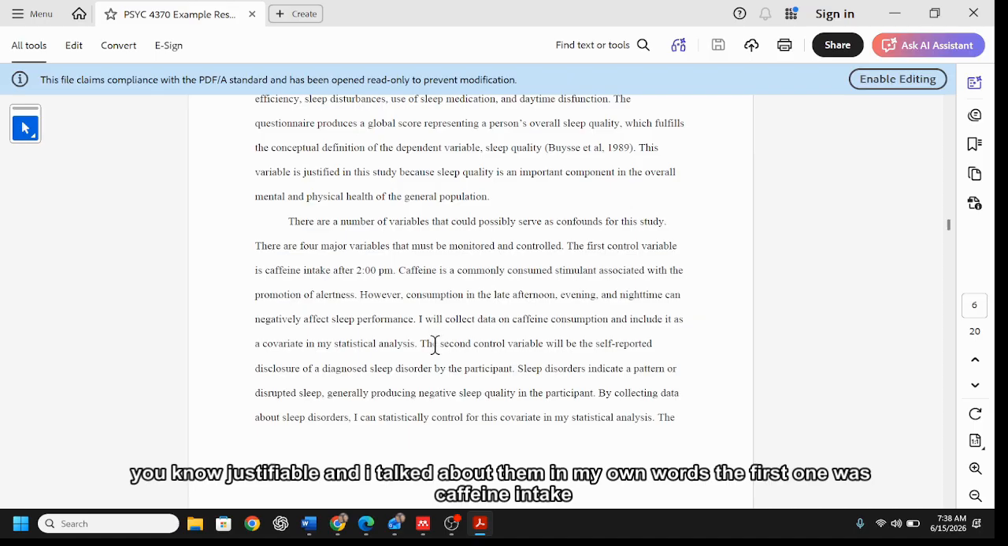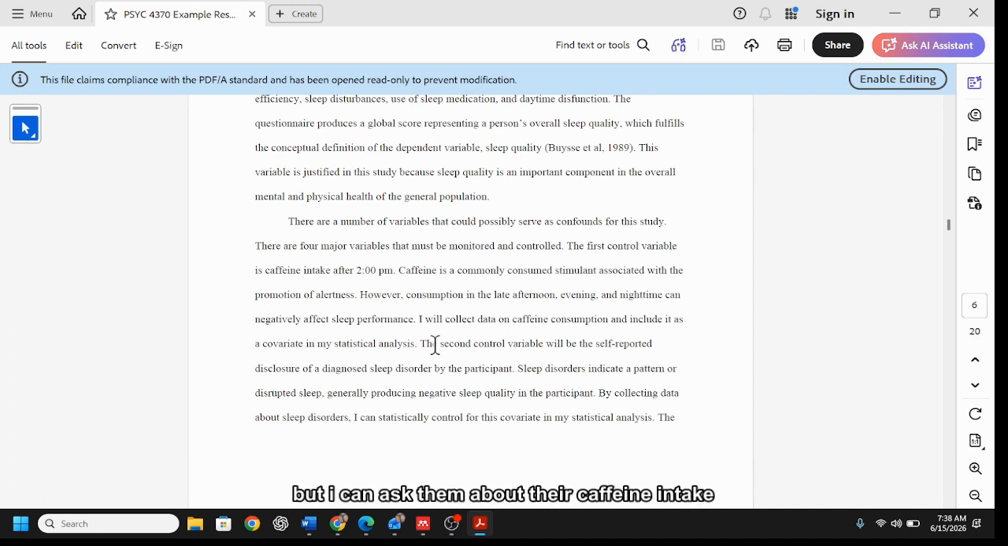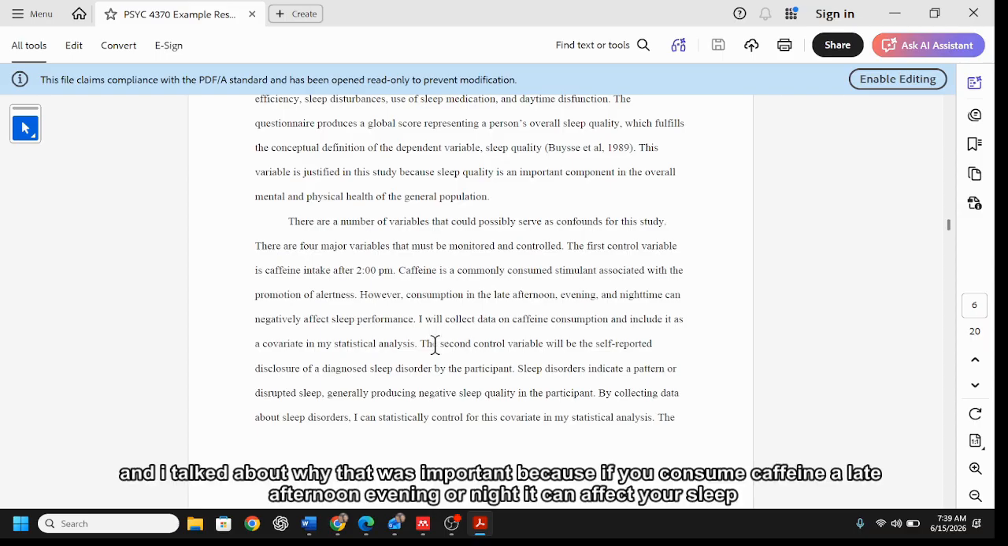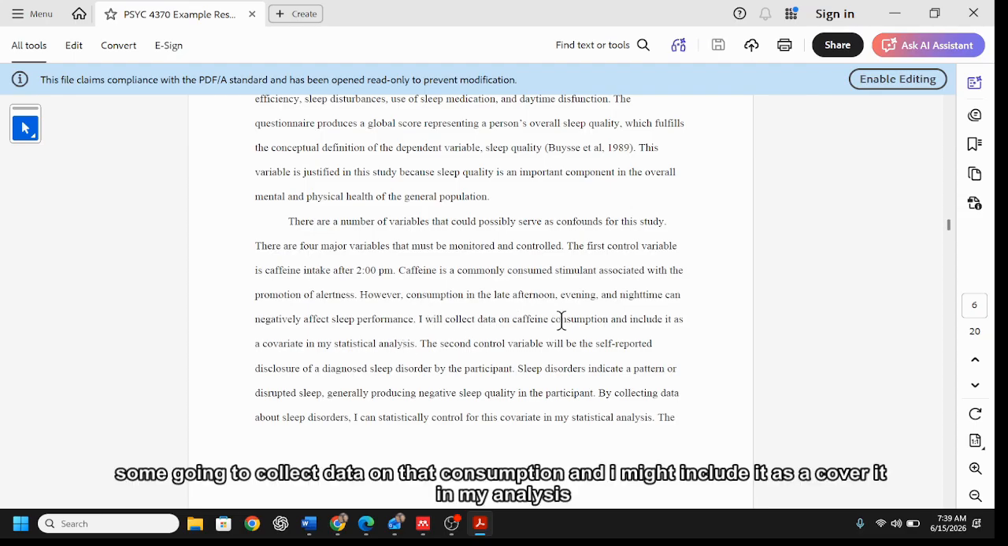The first one was caffeine intake. Now, how am I controlling for that? I can't tell my participants to stop using caffeine after 2 p.m., but I can ask them about their caffeine intake after 2 p.m., and I can use that as a covariate in my statistical analyses, okay? And I talked about why that was important, because if you consume caffeine in the late afternoon, evening, or night, it can affect your sleep. So I'm going to collect data on that consumption, and I might include it as a covariate in my analyses.